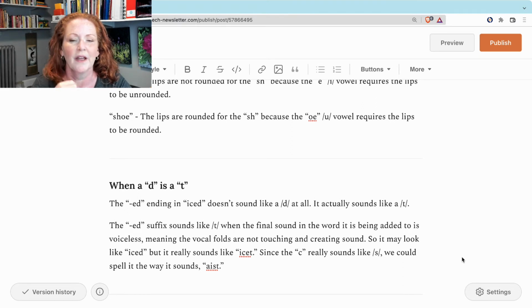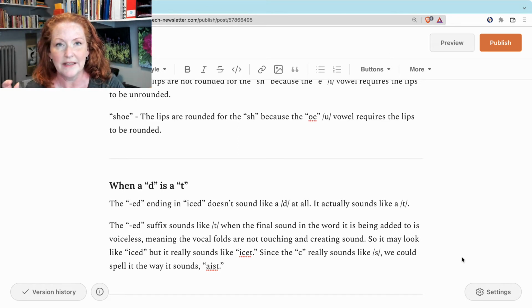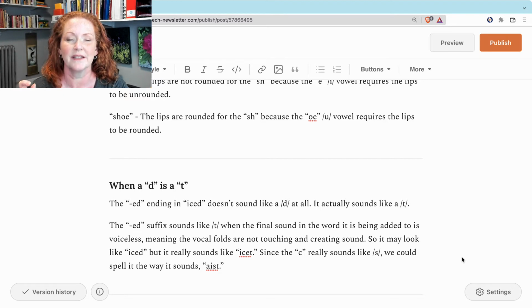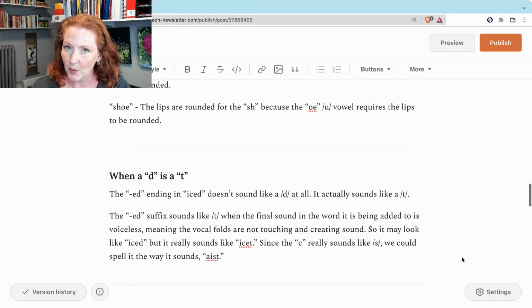They're not touching. So if the last sound is voiceless, when you add the ED ending, it won't sound like duh. It will sound like the voiceless T. The duh and the T are made in the same place. So if your voice is off, you just leave it off. Iced. Other words like walked, it's going to sound like a T. So that's important to begin with.